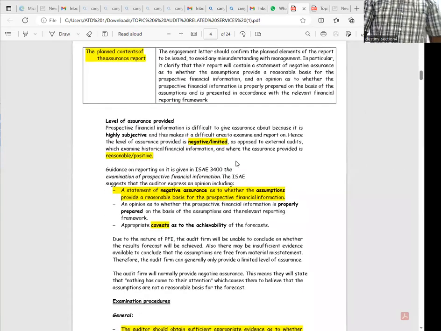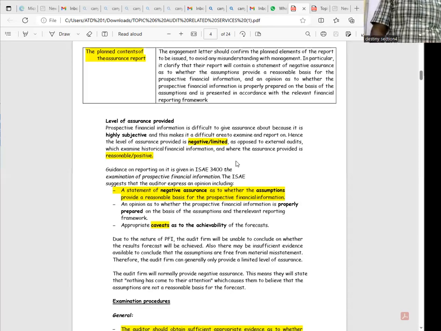3400. Next we go to the levels of assurance provided. In this case, being a limited assurance engagement, the level of assurance shall be moderate, that is, negative or limited assurance. From topic one, you understand why that will be provided on assurance and non-assurance engagements. Prospective financial information is difficult to give assurance about because it is highly subjective, and this makes it a difficult area to examine and report on. Hence, the level of assurance provided is negative or limited, as opposed to external audits which examine historical financial information, where the assurance provided is reasonable or positive.